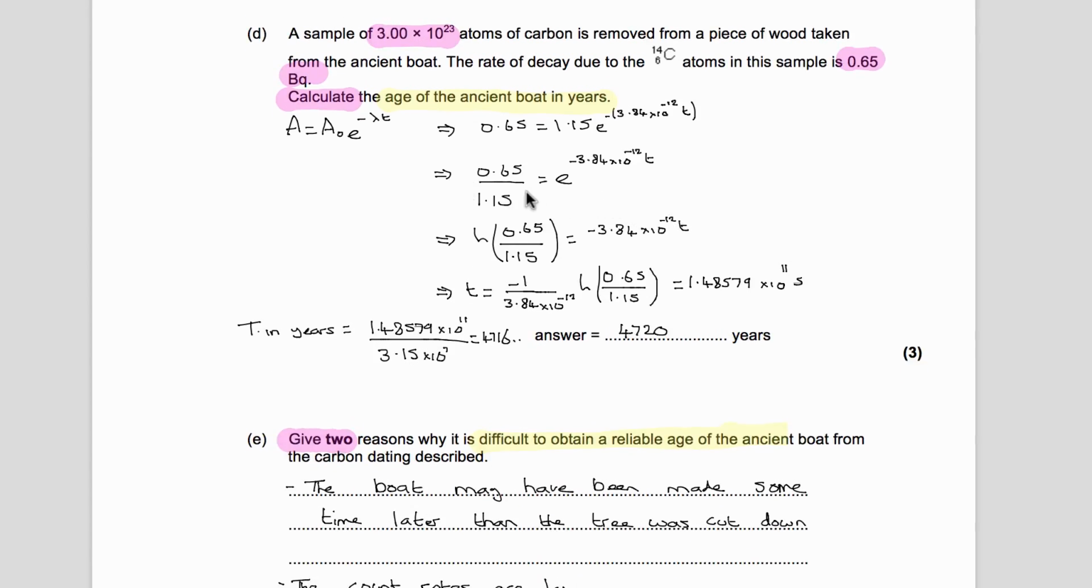So if we put these numbers into our equation, we've got 0.65 is equal to 1.15 e to the minus lambda t. Rearrange this so we've got the exponential just on its own. Take natural logs of both sides, and that gives us this. Rearrange this, and we get t is equal to minus 1 over the decay constant multiplied by the natural log of this here. And if we simply do that on our calculator, we get 1.48 times 10 to the 11 seconds. We don't want it in seconds. We've worked our answer out, but we want it in years.